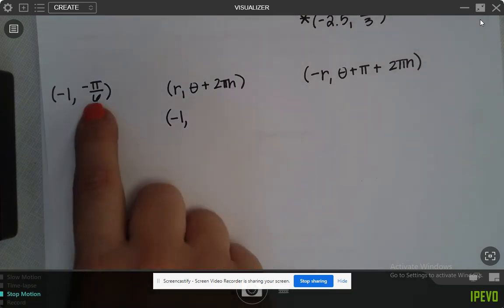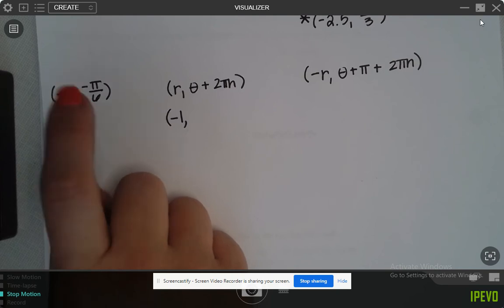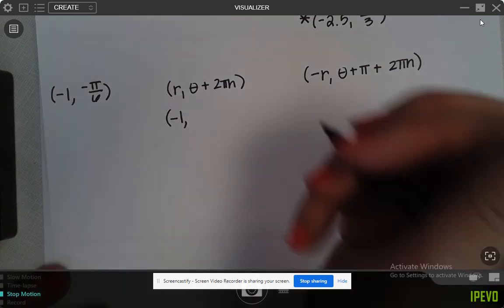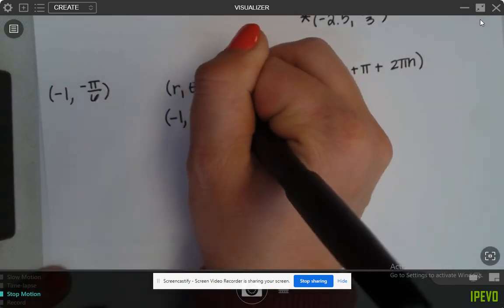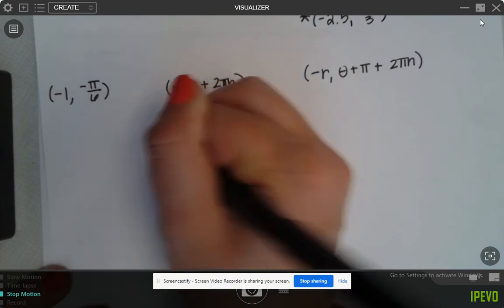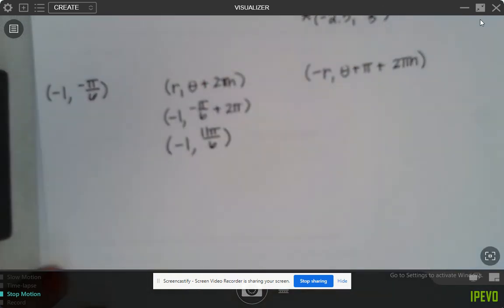Now, is this positive or negative? So am I going to add 2 pi or subtract 2 pi? Add. Well, what's 2 pi in terms of sixths? 12. So I'm going to add 2 pi. So this is the same as negative 1, comma, 11 pi over 6. There's your first one.